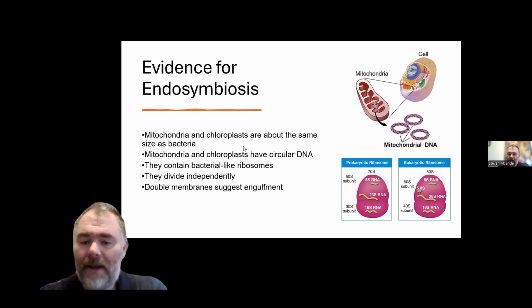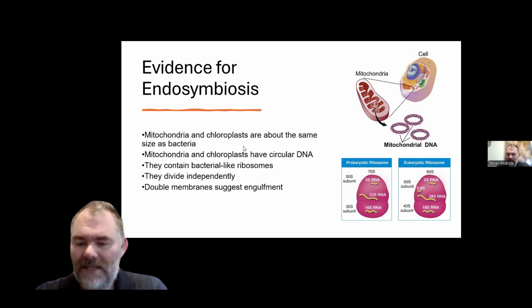One reason the endosymbiotic theory is so widely accepted is because there is strong evidence supporting it. First, mitochondria and chloroplasts contain their own circular DNA. That is important because circular chromosomes are characteristic of bacteria. Second, they contain bacterial-like ribosomes, which differ from the ribosomes found in the rest of the eukaryotic cell. So, to put that in perspective, in eukaryotes, you have linear DNA and you have bigger ribosomes. So we have a 70S prokaryotic ribosome and an 80S eukaryotic ribosome.